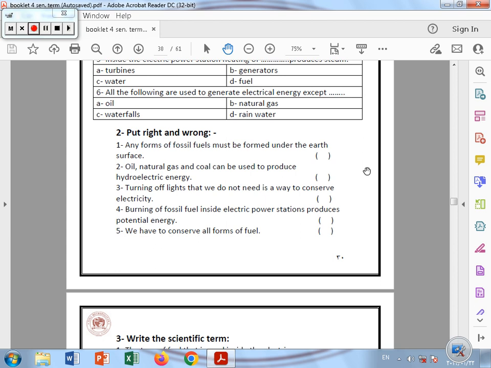Number 3: turning off lights that we don't need is a way to conserve electricity. Excellent, that's right. Number 4: burning of fossil fuel inside the electric power stations produces potential energy. No, that's wrong. Burning any fossil fuel produces thermal energy. Very good. So number 4 is wrong.